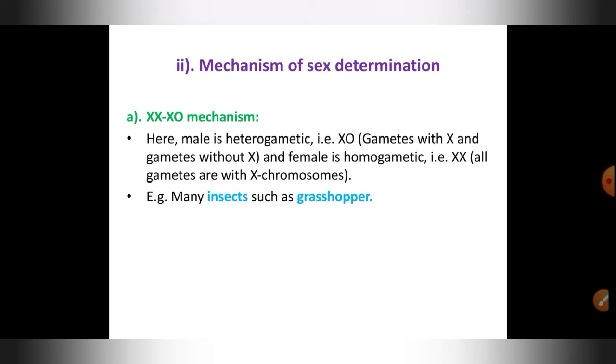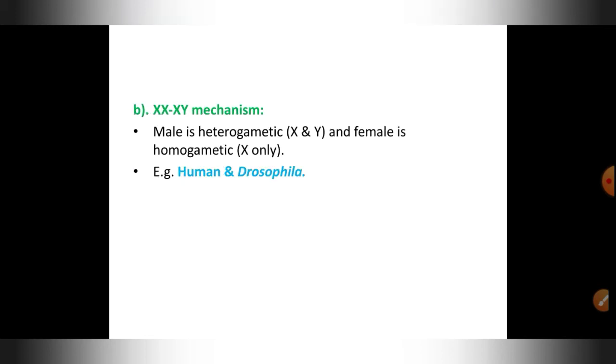All insects have this type of mechanism. Males will have 1 X chromosome and females will have 2 X chromosomes. Then the XX and XY mechanism. This is very very important because humans also have this type of mechanism.